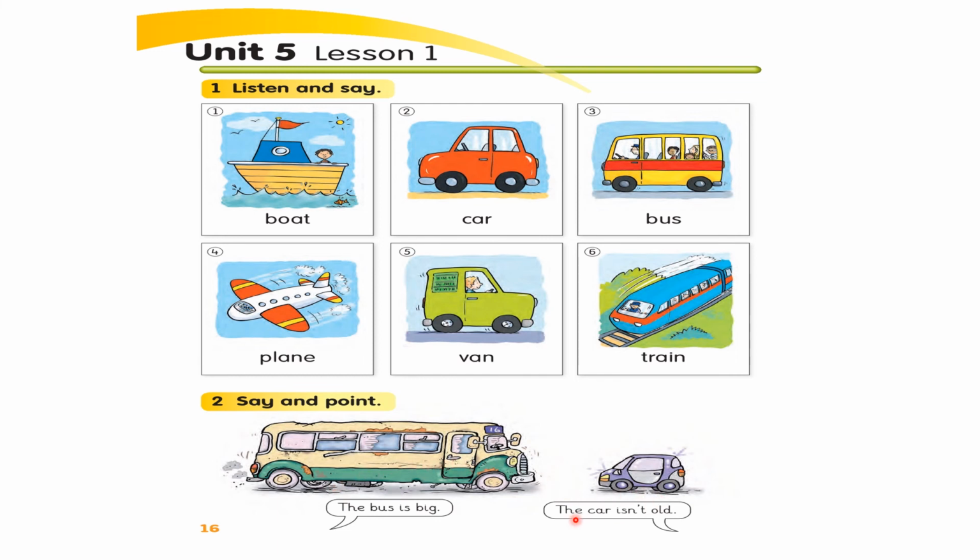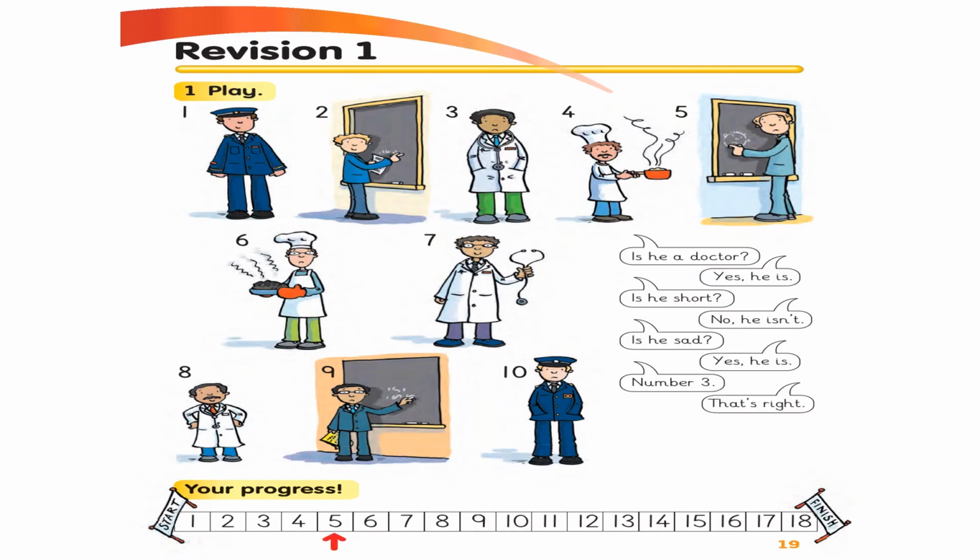Okay, very good. Now here we have this car. We talk about this car. Look at this car. The car isn't old. So how is the car? The car is new. The car is new. And the car is small. The car isn't big. It's not big, this car. So we say isn't big. Very good. Okay, you remember the revision page?